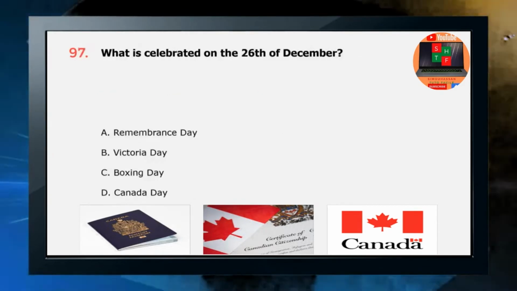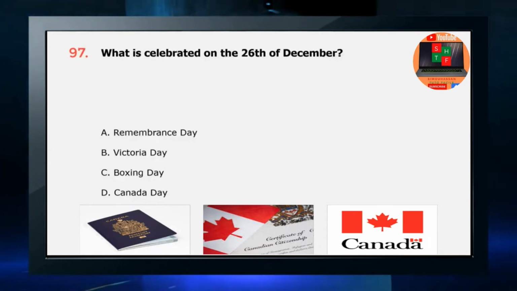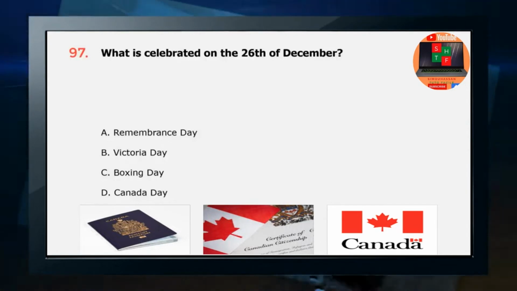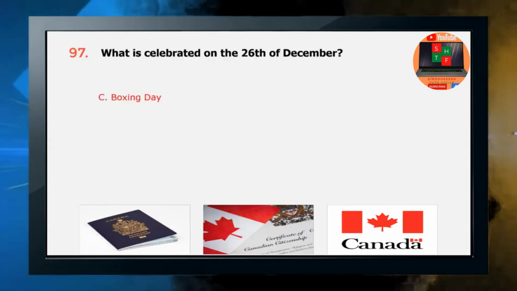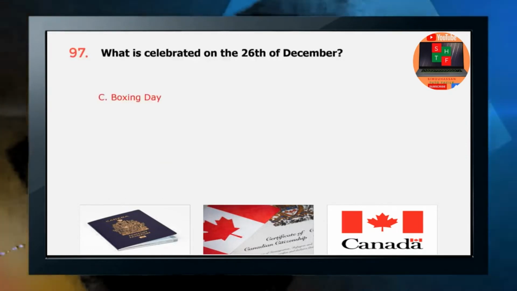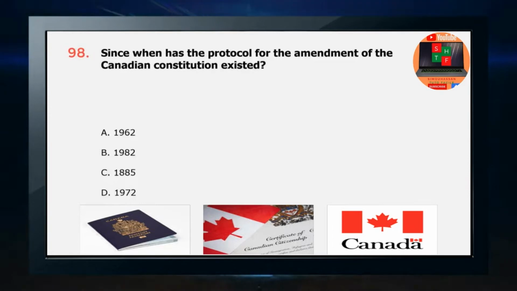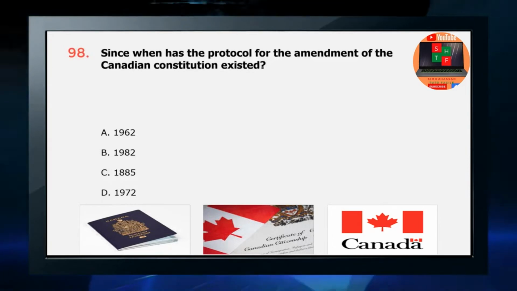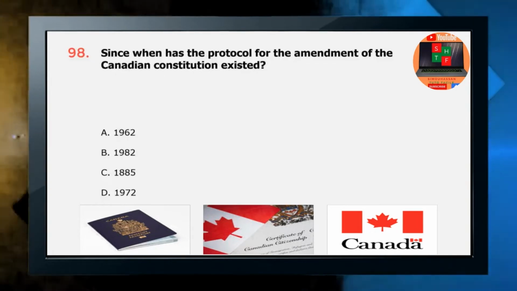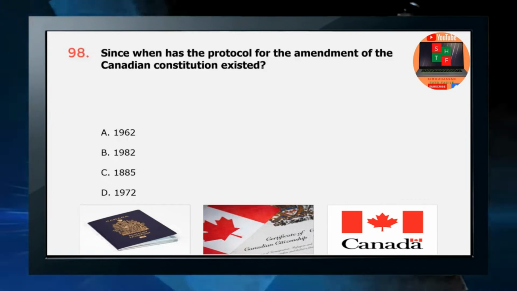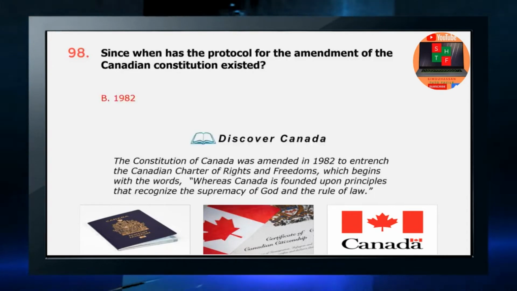Question 97. What is celebrated on the 26th of December? A. Remembrance Day. B. Victoria Day. C. Boxing Day. D. Canada Day. The answer is C. Boxing Day. Question 98. Since when has the protocol for the amendment of the Canadian Constitution existed? A. 1962. B. 1982. C. 1885. D. 1972. The answer is B. 1982.